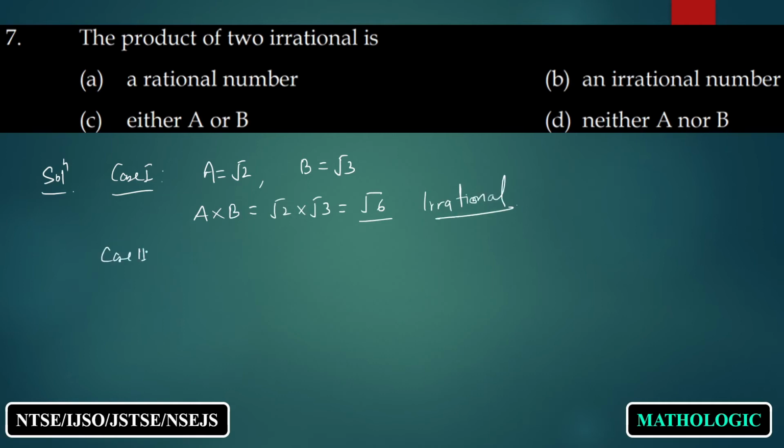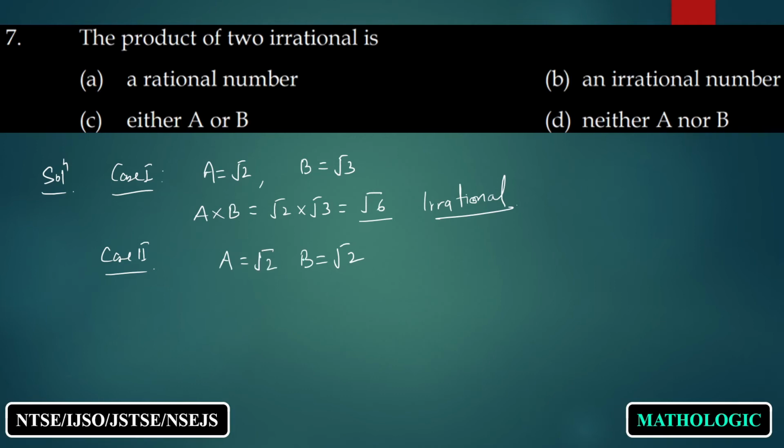Consider case number 2. If I say that a is equal to 0, since it is not given that the number is non-zero, we could take a as 0 and b as root 2. But it is given that the product is of two irrational numbers. Since 0 is rational, we cannot consider 0 over here. We will take a as any other irrational number, so we can take a as root 2.